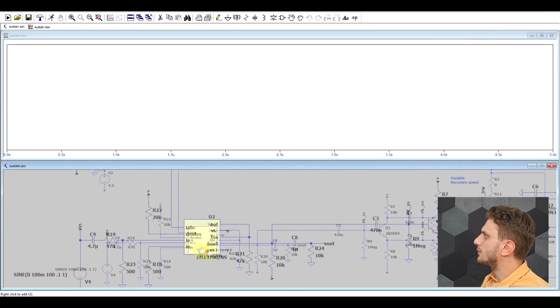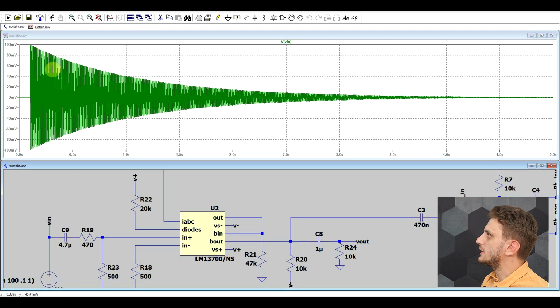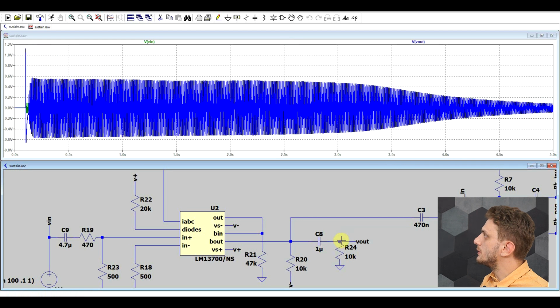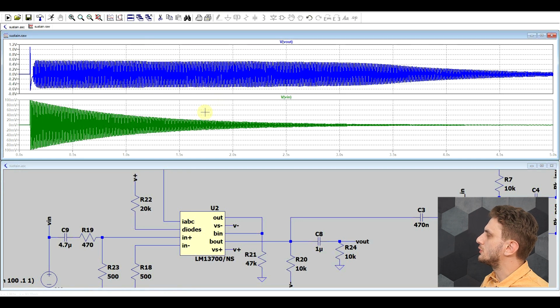So if we run this thing, I'm simulating with this sort of signal, so we have a maximum initial amplitude and then this decays down in time. And if we look at the output, and we just split the two into two windows, we can see that the output is maintained at a constant amplitude for as long as the amplifier can provide enough gain, and then this also decays after a while.